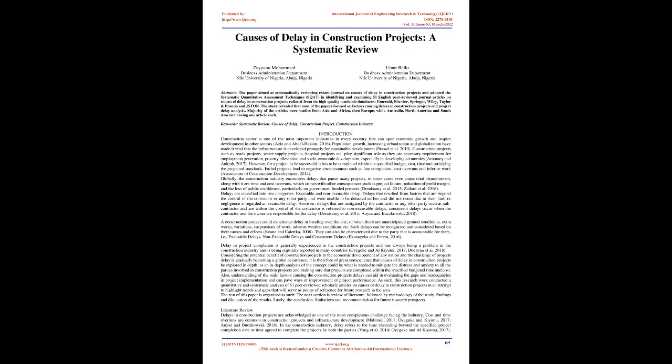Causes of delay in construction projects, a systematic review. Abstract: The paper aimed at systematically reviewing extant journals on causes of delay in construction projects and adopted the systematic quantitative assessment techniques, SQAT, in identifying and examining 51 English peer-reviewed journal articles on causes of delay in construction projects collated from 6 high-quality academic databases: Emerald, Elsevier, Springer, Wiley, Taylor and Francis, and JSTOR.